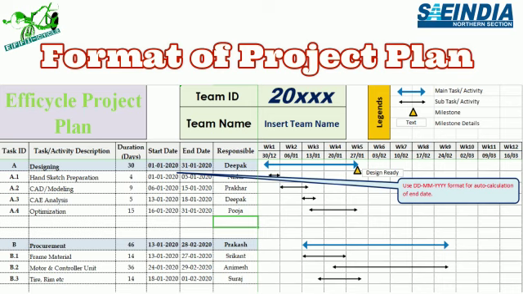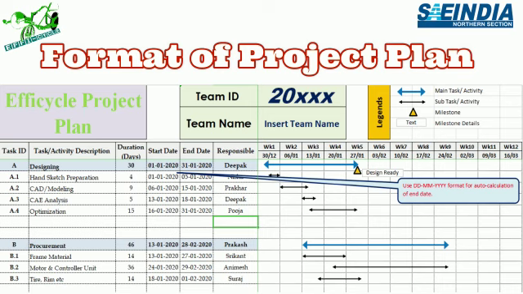Coming to the next column, that is duration, it tells how much time it took or how much time it's going to take, like 30 days. In the third column, you have to enter the starting date and then the ending date. And in the responsibility column, you have to mention the person who is looking after the particular activity.